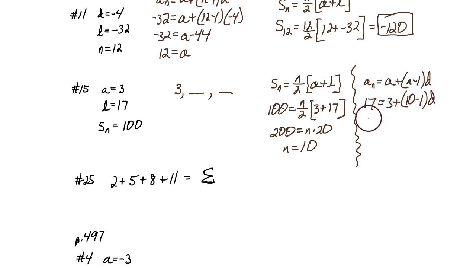So subtract 3 from both sides. We have 14 is equal to 9d, and then divide by 9. So d is equal to 14 over 9. As a mixed number, that is 1 and 5/9. Now that we know the value of d, we can add it to this one to get the second number. It will be 4 and 5/9. And then we can add the value of d to this one to get the next answer. It'll be 6 and 1/9.